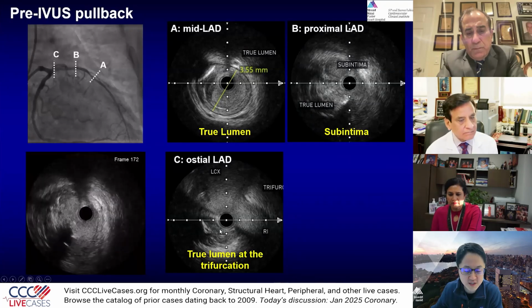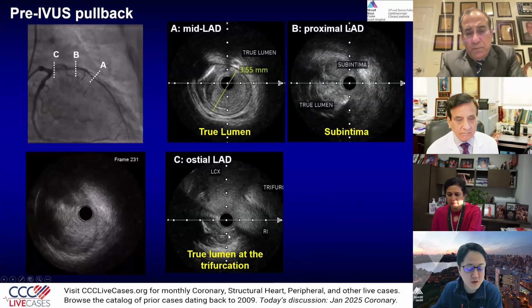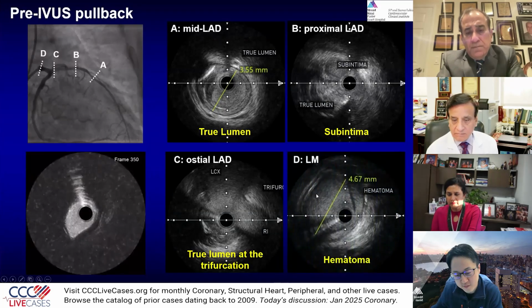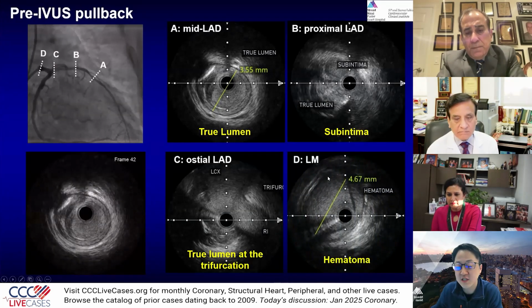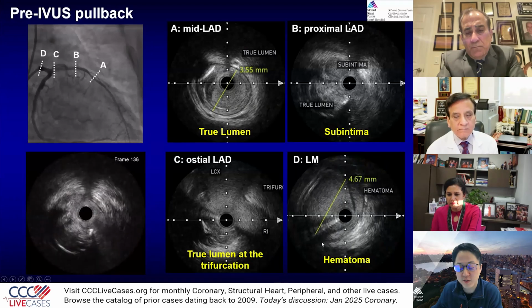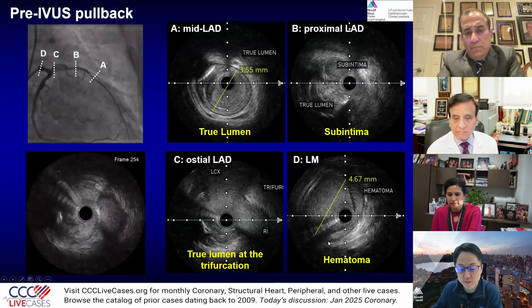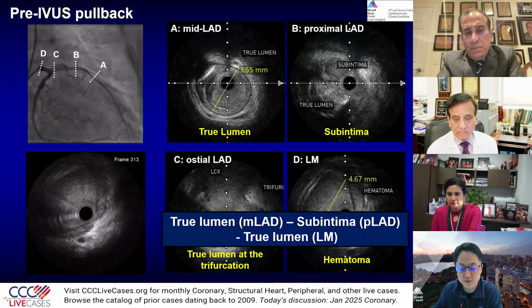So, an IVUS catheter just comes back to the true lumen. It starts at the ostial LAD, at the trifurcation, then comes back to the left main. It's a true lumen, but there is a hematoma because we did some subintimal tracking. But the lumen is open, and the lumen is 4.6.